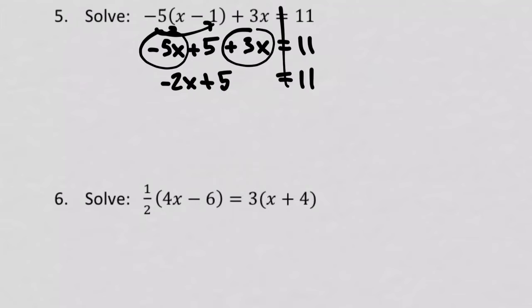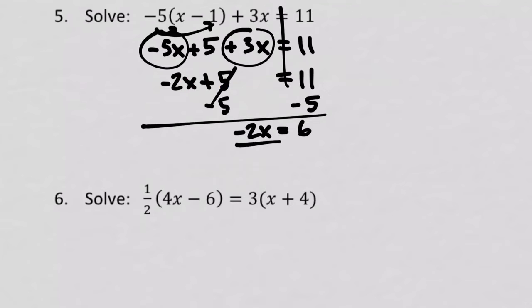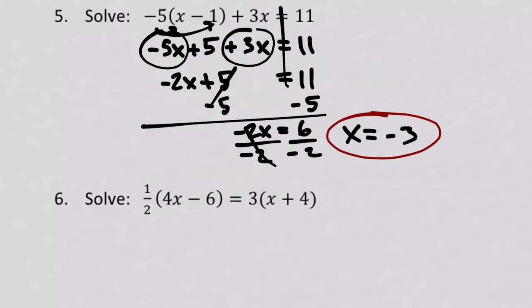Alright, and now I can just kick out the 5. Kick out the 5 by subtracting it in this case. So I'm going to get negative 2x equals 6. Divide by negative 2. And so x equals negative 3. And that's your final answer.